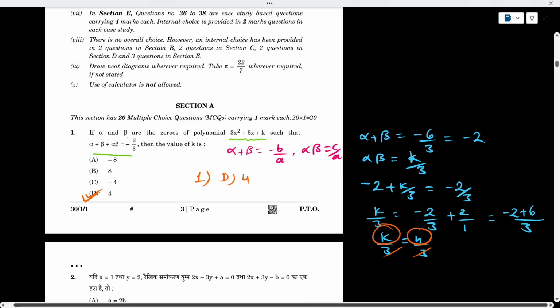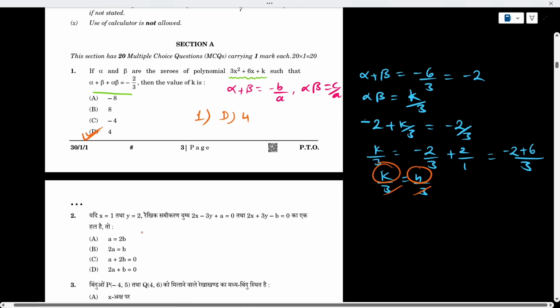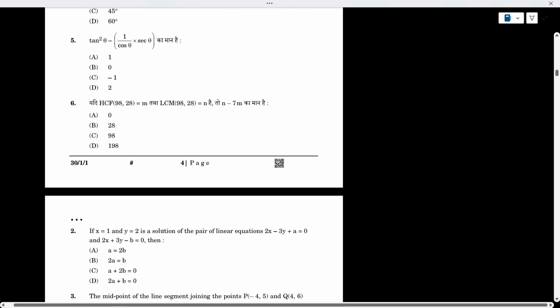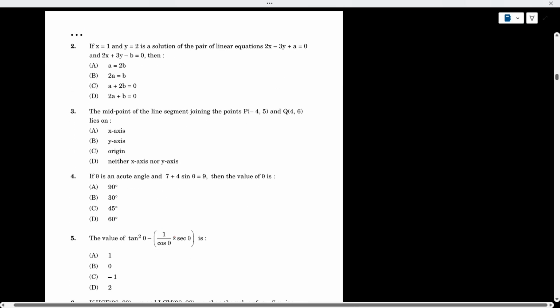So do it quickly. You should do all the MCQ part here. Try to finish it in the first 30-35 minutes, max 40 minutes. Now again, this page is in Hindi. I'll go to page number 5, that is an odd number page.